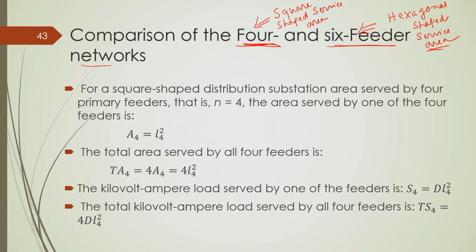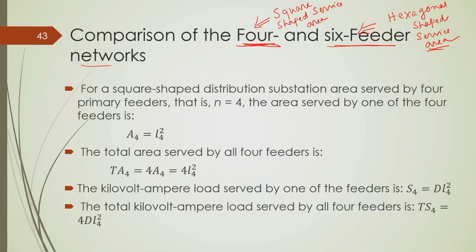One is having a square shaped service area, another is having a hexagonal shaped service area under a distribution substation, and the substation is centrally located, the load distribution is uniform; both these assumptions are valid. Now, as you can see, if n is equal to 4, you can find out what would be the area served by each of the feeders. So, each feeder will serve an area of L4 square.